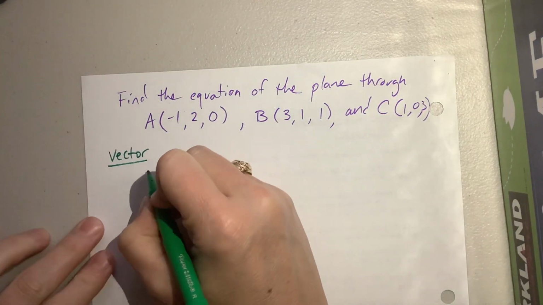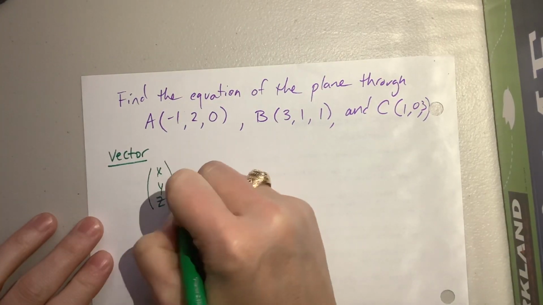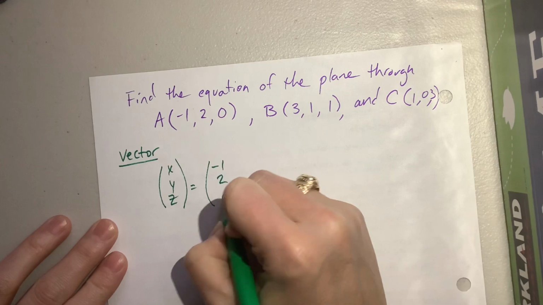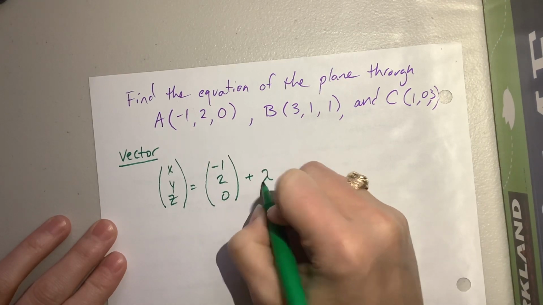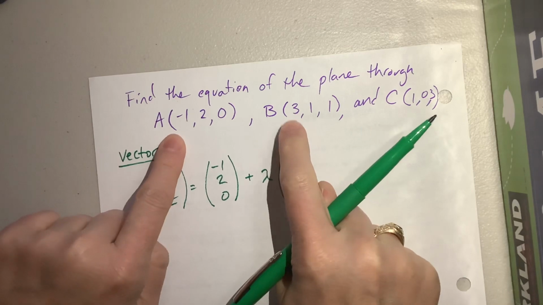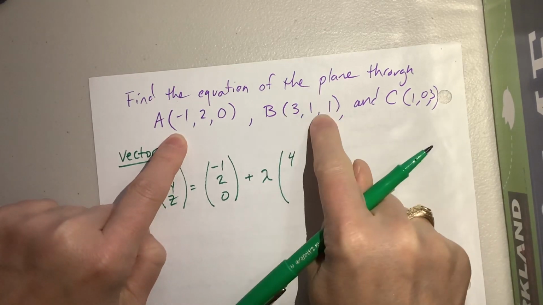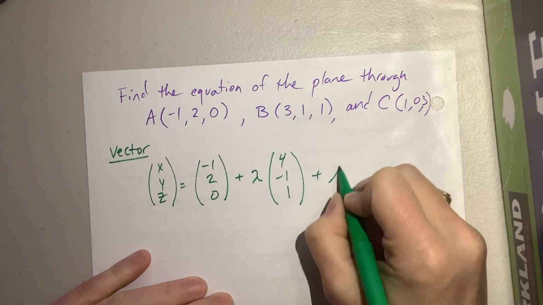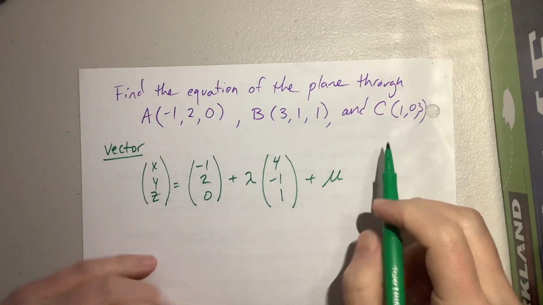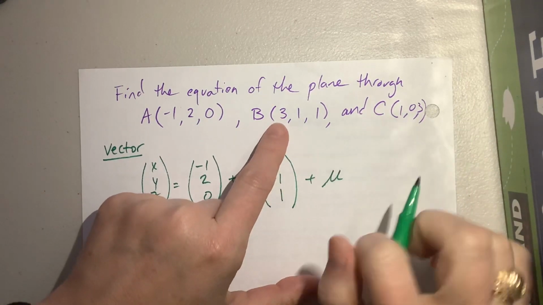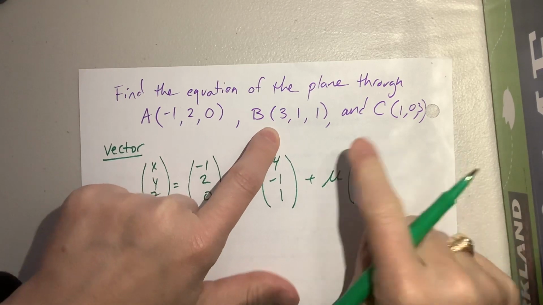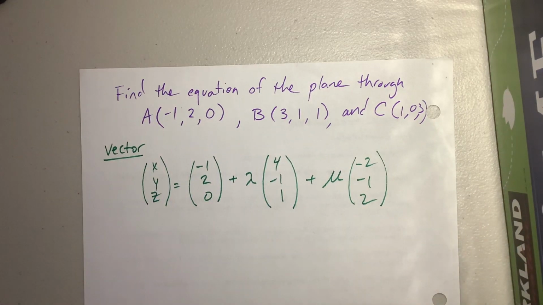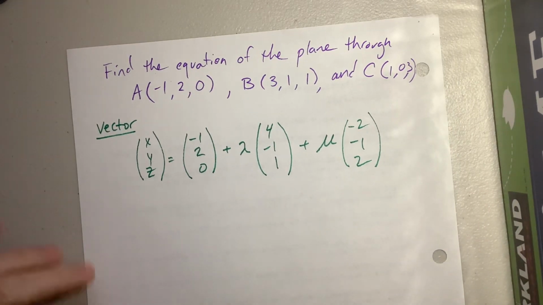This plane is going to be (x, y, z) equal to, I want a position vector, so I might as well take vector OA, that's (-1, 2, 0), plus I need a variable, say lambda, times vector AB: 3 minus negative 1 is 4, 1 minus 2 is negative 1, 1 minus 0 is 1. Then I need a different variable, say mu, times vector BC: 1 minus 3 is negative 2, 0 minus 1 is negative 1, 3 minus 1 is 2. Hopefully I know how to add and subtract. But this is a vector form of an equation of a plane.